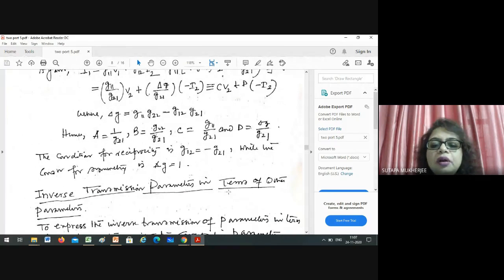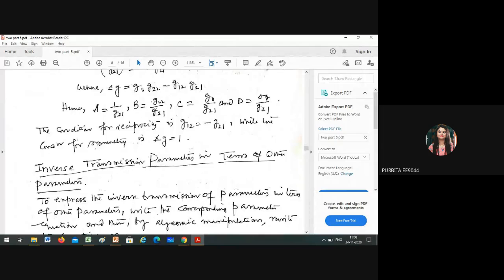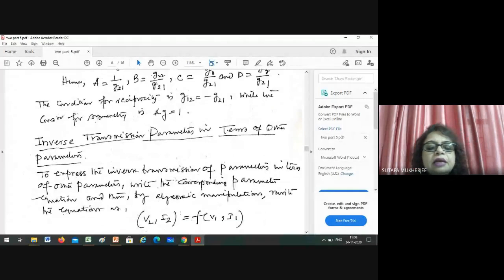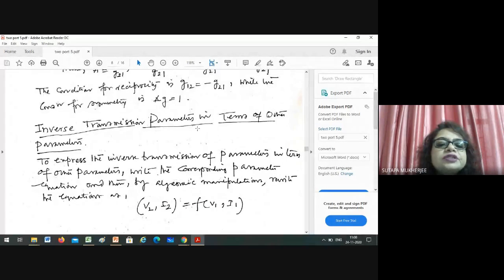Now Arjun or Urbita, can you share? Complete? Ma'am, 2 minutes. So inverse transmission parameters in terms of other parameters. Someone make this one: inverse transmission parameters in terms of other parameters.